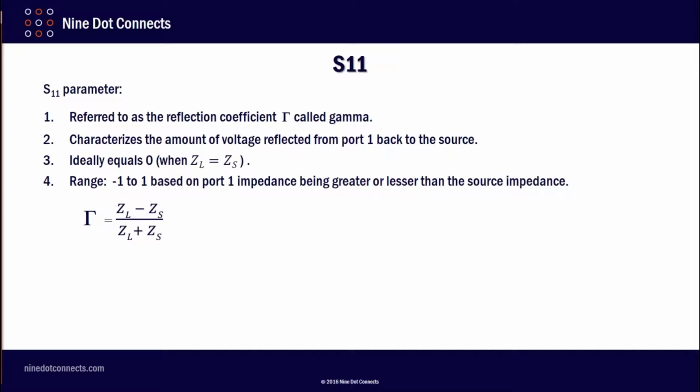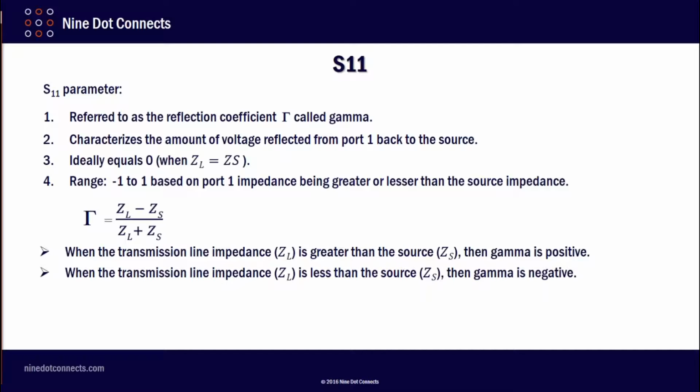Now, we got the overview done, so let's talk specifically about the individual parameters. The S11 parameter is referred to as a reflection coefficient, gamma. It characterizes the amount of voltage reflected from port 1 back to the source. Ideally, it equals 0. That is when the load impedance equals a source impedance. The range of S11 is going to be between -1 all the way through 1, based upon port 1 impedance being greater or lesser than the source impedance. Below you can see the equation for gamma.